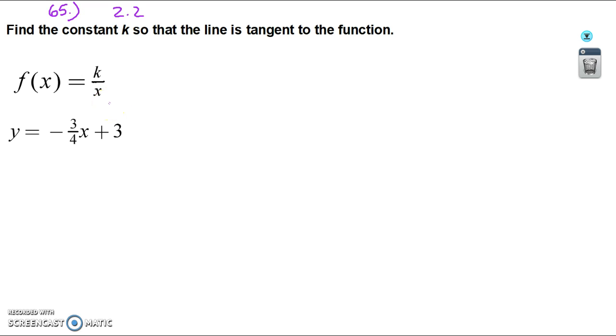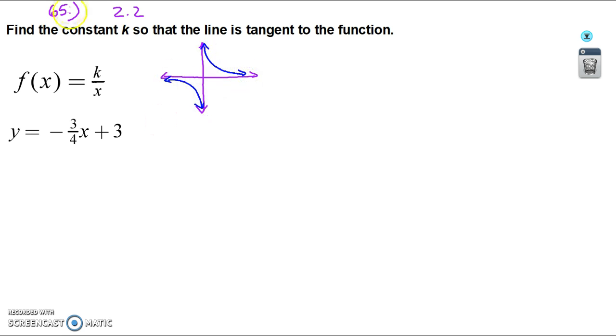The instructions say find the constant k so the line is tangent to the function. So what's happening here is I'm going to have some function, and it looks like a rational function. It has some number over x. So you imagine this is going to have a vertical asymptote at x equals 0, and so we're going to have two sides of the function. It might look something like this. I don't know what it's actually going to look like, though, depending on what k is.